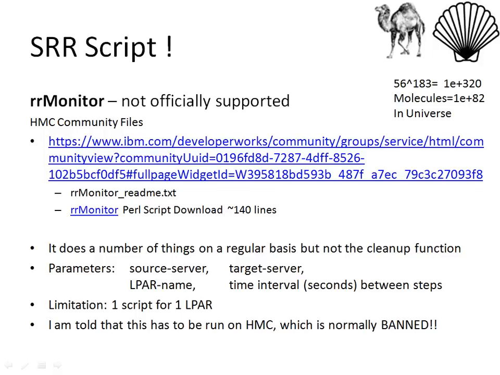Well, the developers thought about this and they came up with a script, rrMonitor. You give it a source and a target and an LPAR name and an interval of how fast to actually take actions, and it will monitor that particular machine and LPAR and move it if required. There's a little bit of a limitation here that there's one script per LPAR, so if you had 1,000 of them, you'd have 1,000 of these scripts running. Of course, they're not running on a sort of permanent basis, they'll just come in now and again to make their checks.